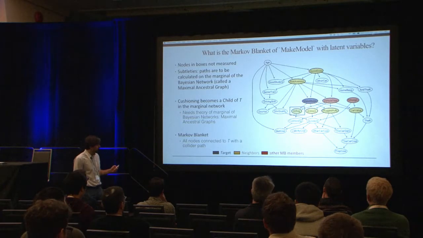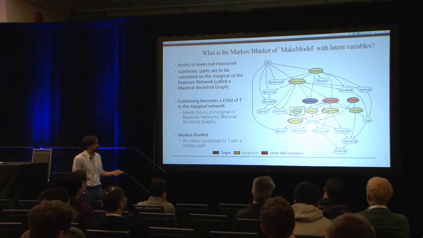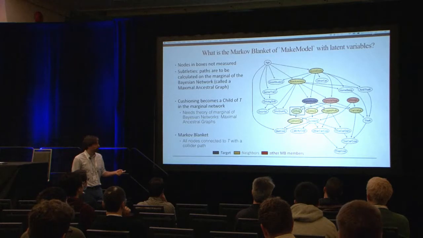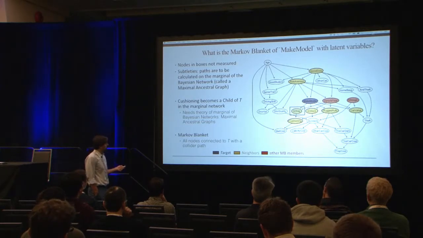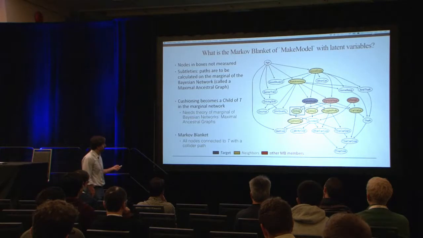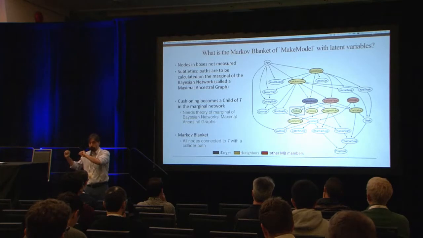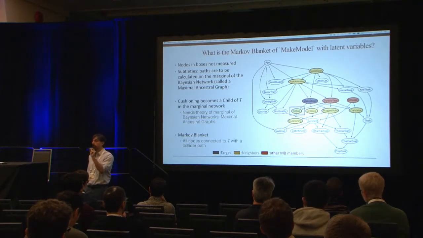Now, what about if we don't observe airbag? Then this path cannot be blocked conditioning on the observed variables. So we need to include cushioning. And that's not a child anymore, but it is a child of make model in the network where you marginalize airbag, the unobserved variable. Again, I don't want to go through the theory of causal models with latent variables, called maximal ancestral graphs, but it suffices to say here that, again, the Markov blanket is all nodes connected with a collider path in the marginal network. Okay? So these theorems and this theory give us a way to characterize algorithms and solutions and their properties.